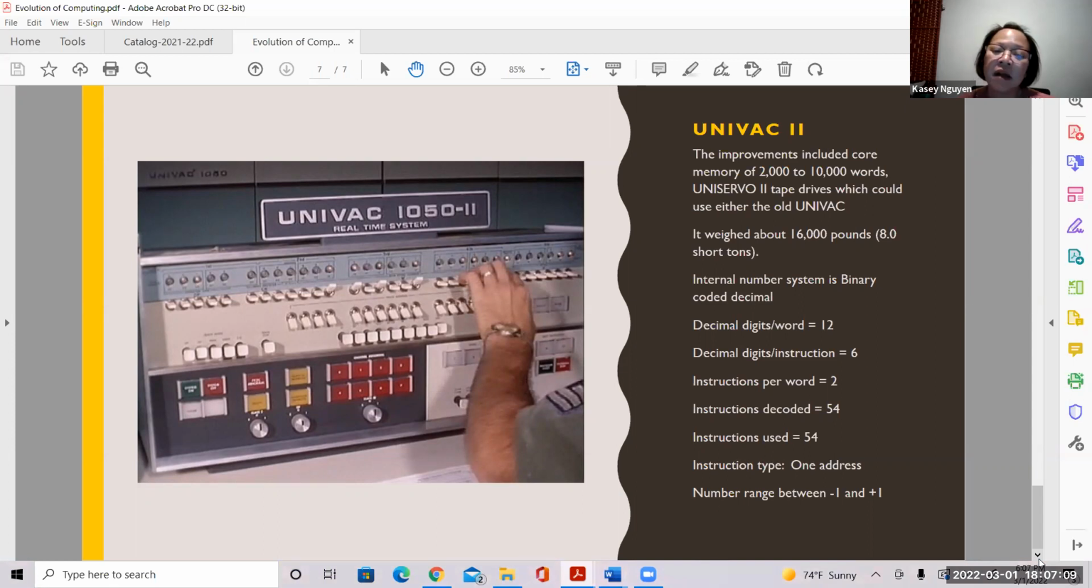So when you're looking at the modern processor, our modern processor is able to handle a lot more instructions, especially when it deals with hardware components that are outside of the processor itself. And there was only one address. So we'll talk about the number of addresses in the ISA architecture today. And the instructions to be decoded were about 54. So it was somewhat limited, but it was definitely a transformation from what we've seen previously.